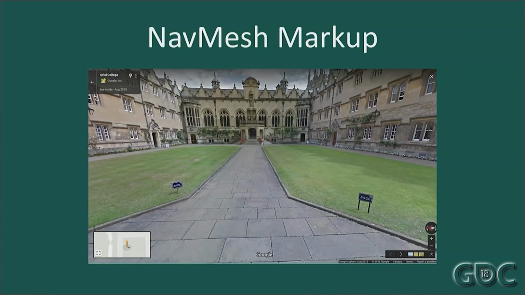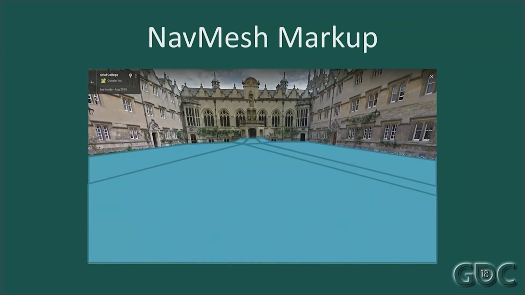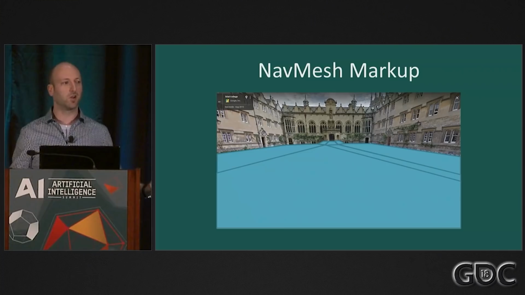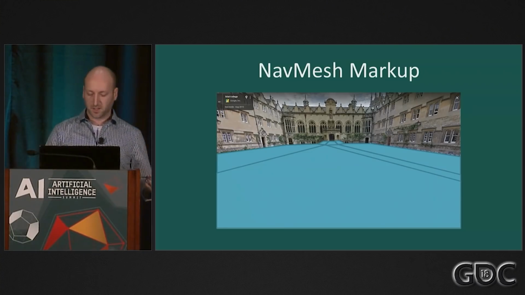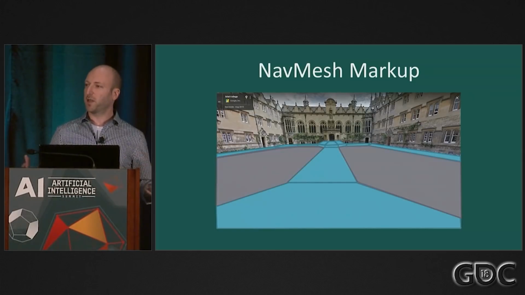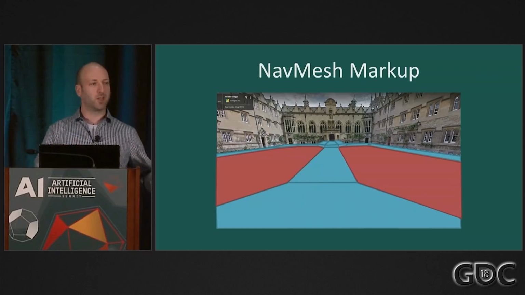When you're using a nav mesh, however, things are a little bit different. A typical nav mesh might look like this, but this isn't good enough because we don't know where anything is here. So we need to provide some tools to our designers to allow them to mark up this environment so that they can tell the agents where the grass is and where the walkways are. And then we're good to go from there, right?